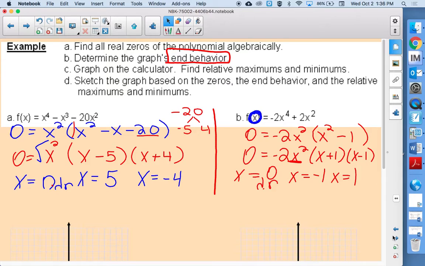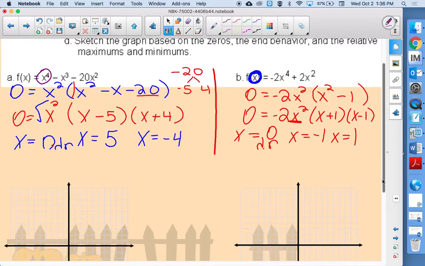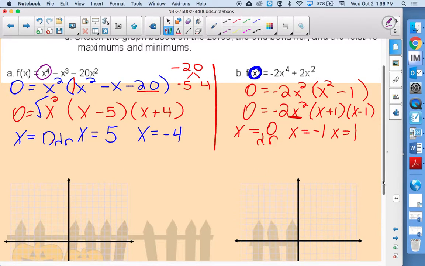So part B says determine the graph's end behavior, which was really the other thing we looked at yesterday. What part of the function determines the end behavior? So x to the 4th minus x cubed minus 20x squared. There's 3 different terms there. Which one of those terms determines the end behavior, Maya? The first one. It doesn't necessarily have to be the first one, but it's the largest one. So the largest power determines the end behavior and the coefficient in front of it. So since the power is even, and there's a positive coefficient in front, Maya, what would the end behavior be?